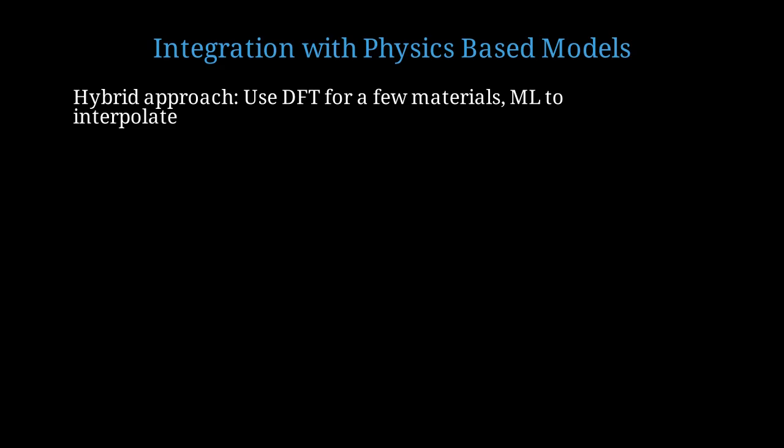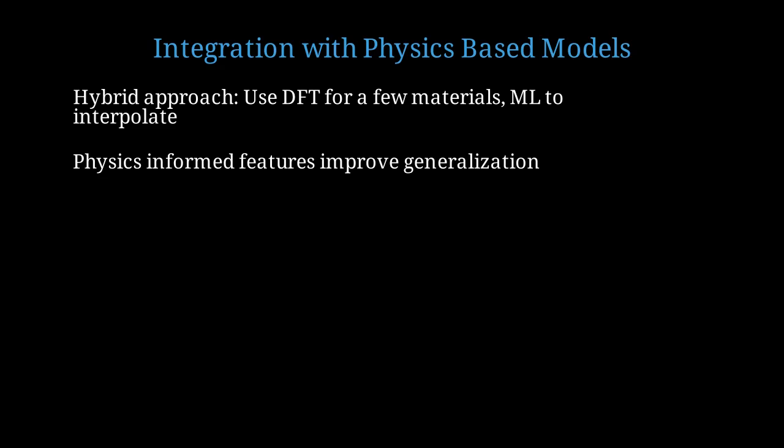Another advanced direction is integrating machine learning with physics-based models. This combines the speed of ML with the interpretability and transferability of physics. A hybrid approach uses density functional theory to calculate properties for a carefully selected subset of materials, then uses machine learning to interpolate between these high-accuracy anchor points. This reduces the number of expensive DFT calculations needed. Using physics-informed features like electronic structure descriptors, bond lengths, and coordination environments as inputs to ML models significantly improves their generalization to new chemistries compared to raw composition features.